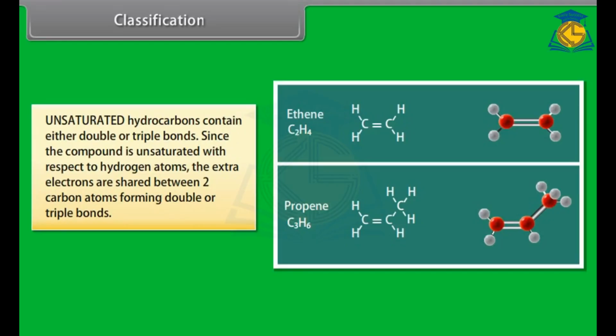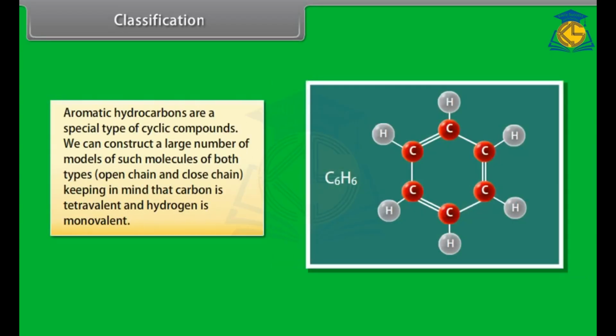Unsaturated. Unsaturated hydrocarbons contain either double or triple bonds. Since the compound is unsaturated with respect to hydrogen atoms, the extra electrons are shared between two carbon atoms, forming double or triple bonds. Aromatic hydrocarbons. Aromatic hydrocarbons are a special type of cyclic compounds. We can construct a large number of models of such molecules of both types, open chain and closed chain, keeping in mind that carbon is tetravalent and hydrogen is monovalent.